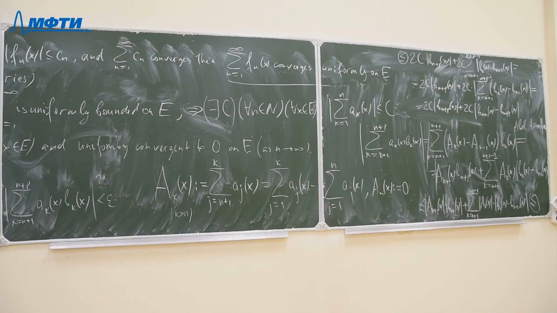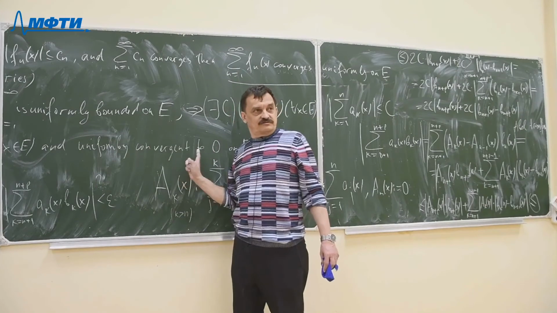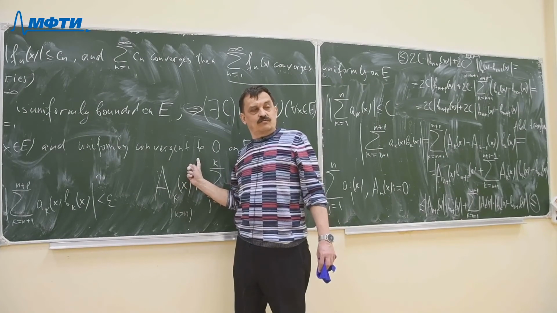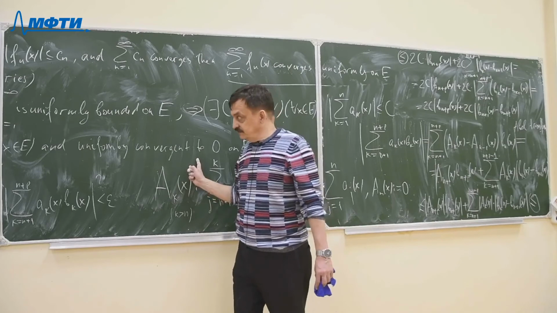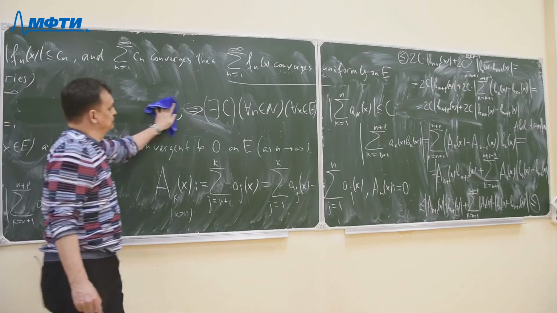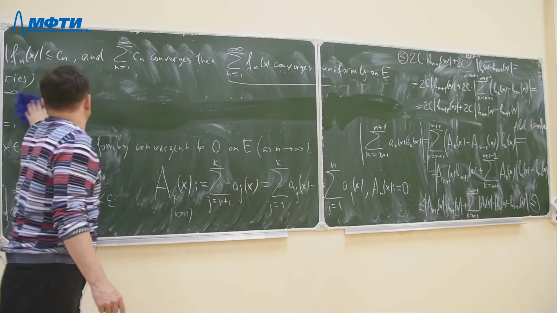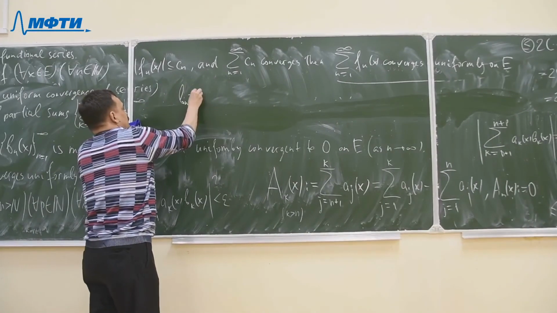Okay, now the last condition which we didn't use, and now it's a time to use it. Which condition? Uniformly convergent to 0. What means uniformly convergent to 0? Bn uniformly convergent to 0. I'll write shortly like that.